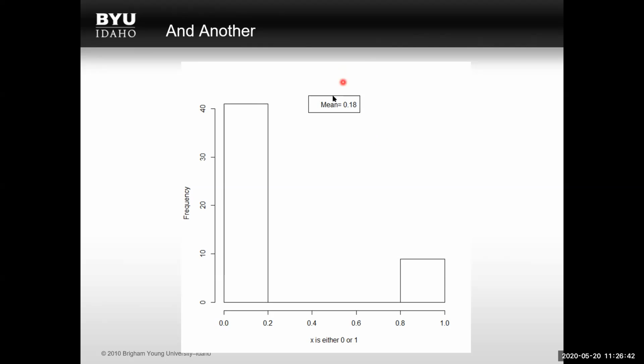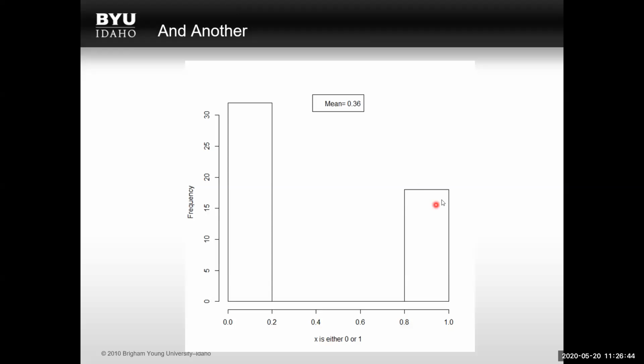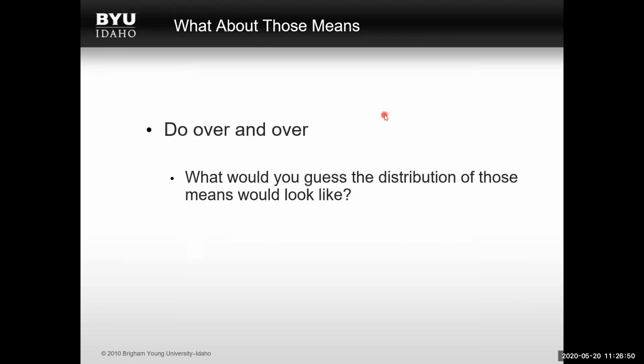Anyhow, this one's mean is 0.18. Then I do it again. Oh, this one had a few more heads, but we're still not even to 20 heads. Its mean is 0.36. When I just do it over and over and over again. So if I were to do that many, many times, what do you think the distribution of the means would look like? Well, so far I've done it 4 times, right?